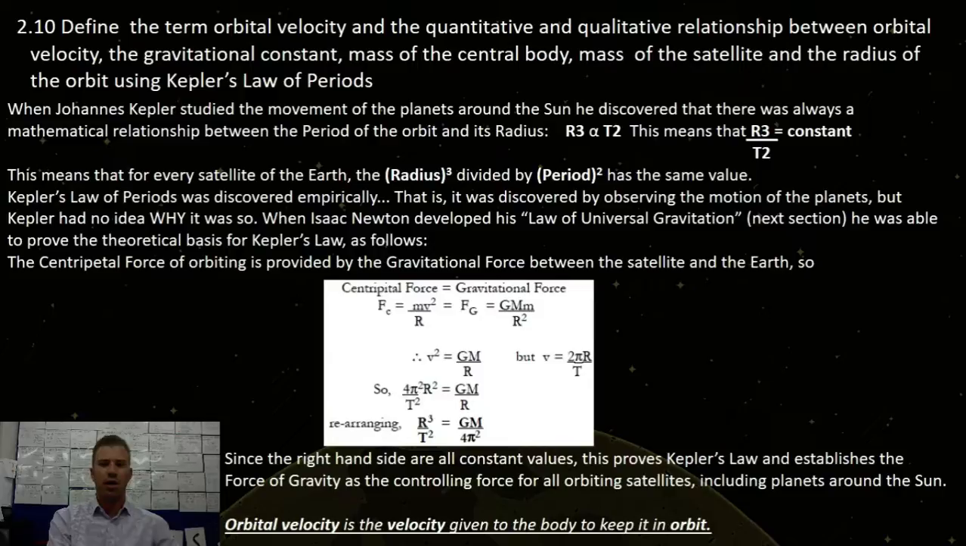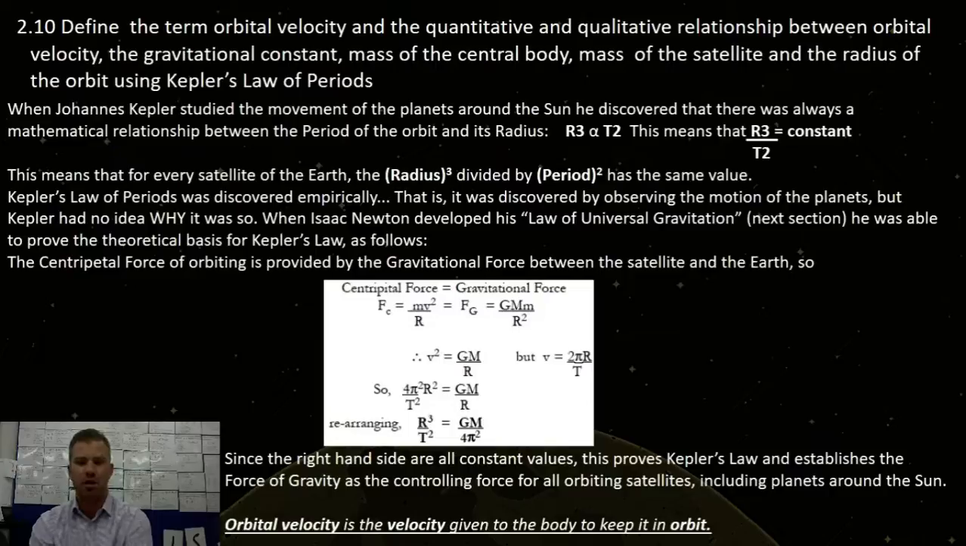When Isaac Newton developed the law of gravitation, he was able to prove that his theoretical basis follows this image below. So you got centripetal force equals gravitational force. And the key thing here is you can see that the mass of the satellite disappears, and you don't need the mass of the satellite. So when you insert both of the equations together, centripetal force and gravitational force, you can see here that it's rearranged right at the bottom is deemed as Kepler's Law of Periods.